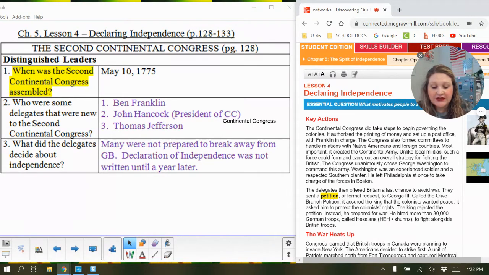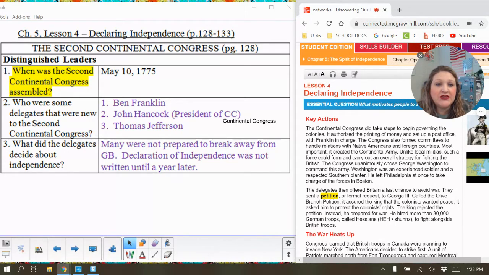And the question is, how did the Second Continental Congress govern the colonies? And we're actually looking for 4 answers for this question. So I will begin to read. The Continental Congress did take steps to begin governing the colonies. It authorized the printing of money and set up a post office with Franklin in charge. The Congress also formed committees to handle relations with Native Americans and foreign countries. Most important, it created the Continental Army.